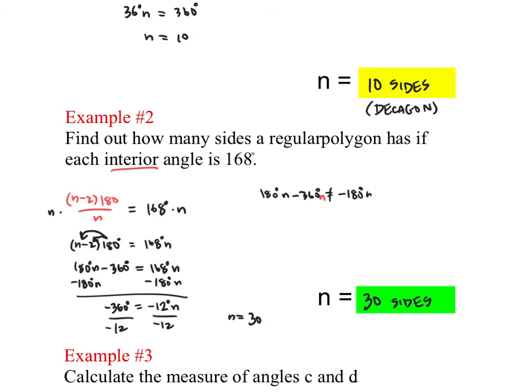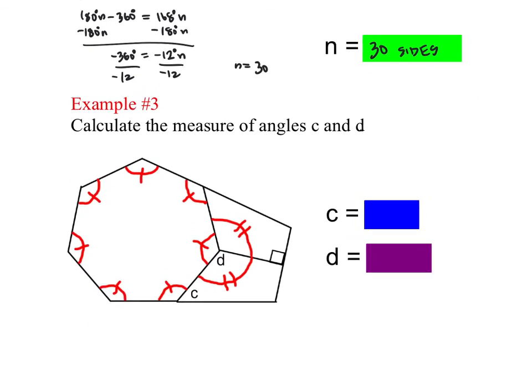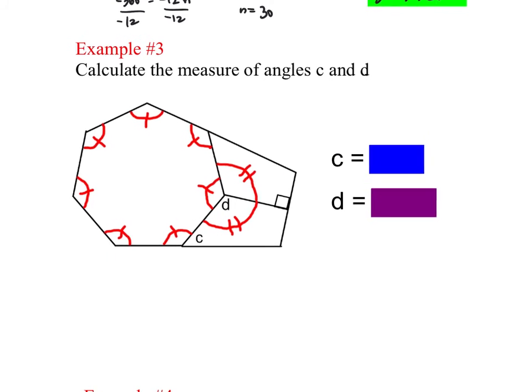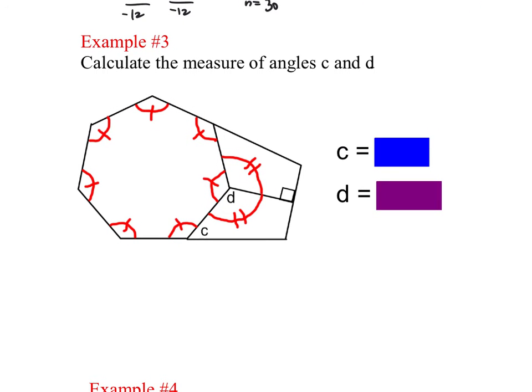All right, let's take a look at example 3. Calculate the measure of angles C and D. And I'm going to add, round to the nearest whole number. Just a reminder that you can do these problems, pause the video at any time.